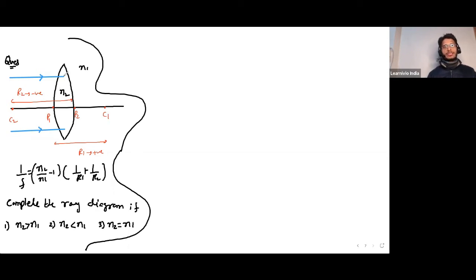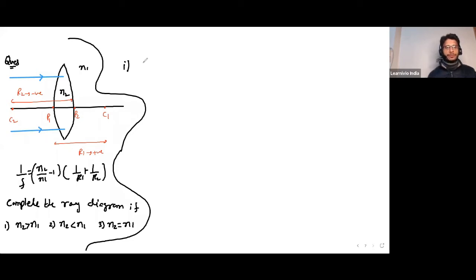So one very natural answer to this question is you just converge the rays. You say that this convex lens should always converge rays to some point, but that's wrong. A convex lens is not always converging. A convex lens can even diverge. Whether it's converging or diverging depends upon the focal length. If your focal length comes out to be positive, then it's converging. If it comes out to be negative, then it's diverging.